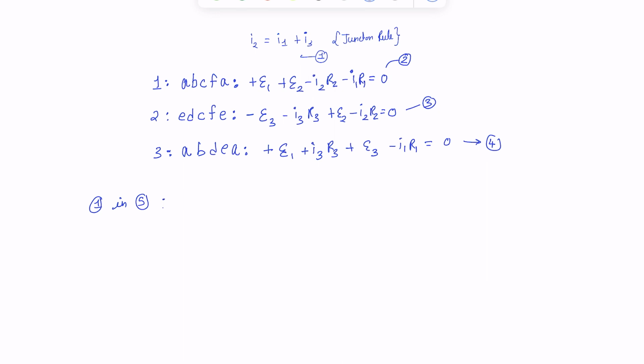We're gonna use 1 in 2. So in equation 2, we're going to substitute the value of I2, that is I1 plus I3. So you get epsilon 1 plus epsilon 2 minus I2. We're going to substitute the value of I1 actually, minus I2 R2 minus I1 is, from here, I1 is I2 minus I3 R1 equals to 0. Let's call this equation 5.